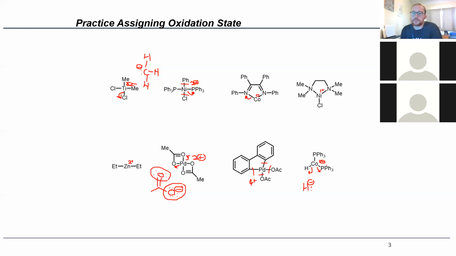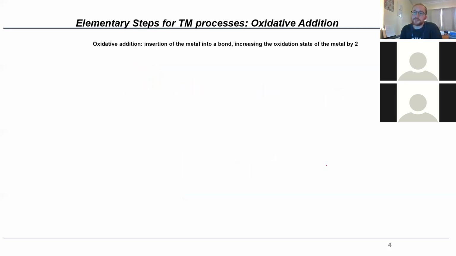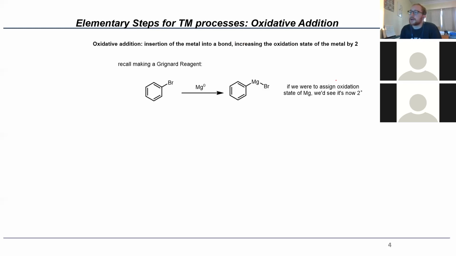And so we learned the elementary steps yesterday, and I just want to take a brief reminder of each of them and try and explain them in maybe a different way than Felix did, so they really stick with us. And so the first of the elementary steps for transition metal processes is oxidative addition. This is the formal insertion of the metal into a bond, increasing the oxidation state of the metal by 2.